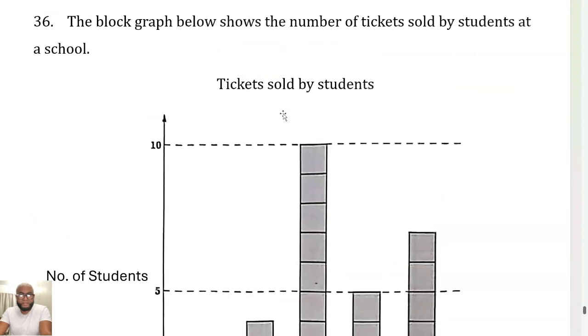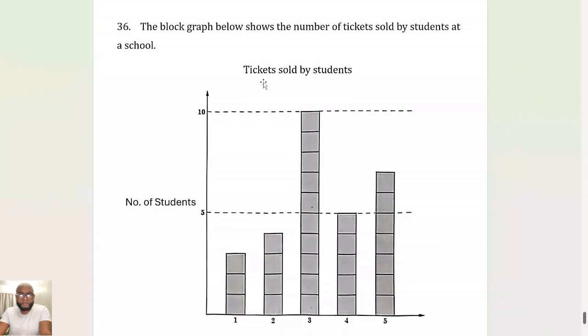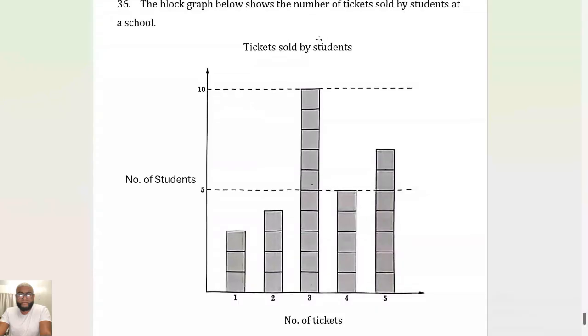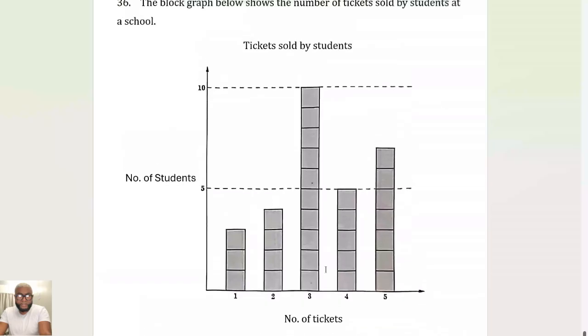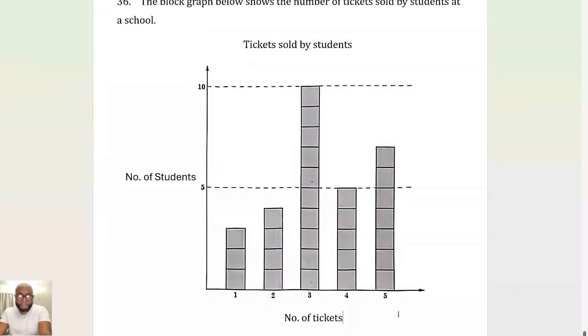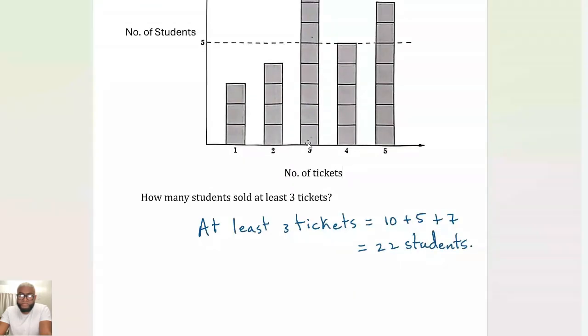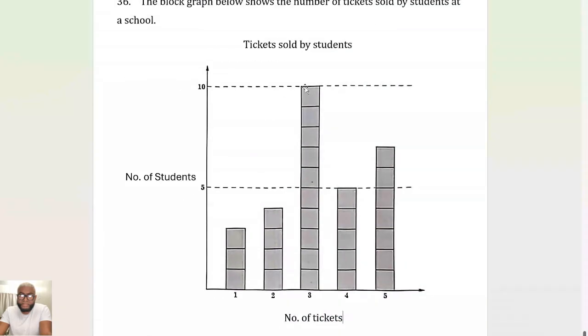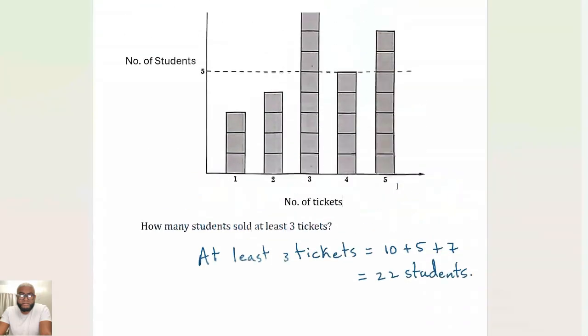This would have any question. Probably I'll make it a little smaller. So you have your block graph, right? Number of tickets sold. So they ask you how many students sold at least 3 tickets. At least 3 tickets means 3 tickets or more. Right? So we worked it out to simply be these 10 students here, these 5 students, and these 7 students here.